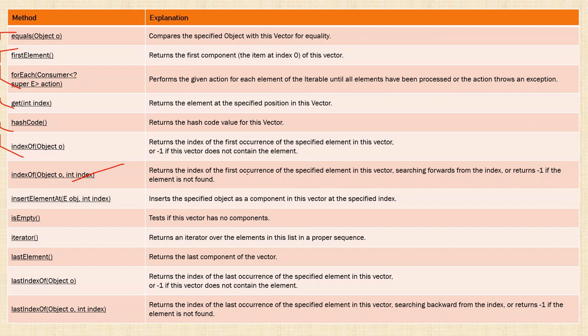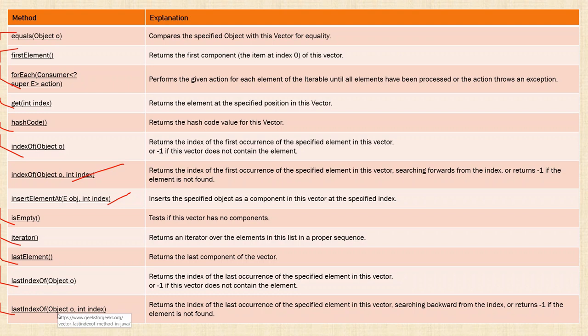Like this, you can also insert, on whichever index we want to insert. With isEmpty you will get true or false. With the iterator method we can also iterate. LastElement you will get the last element. LastIndexOf gives the last index of an object, with object and index.